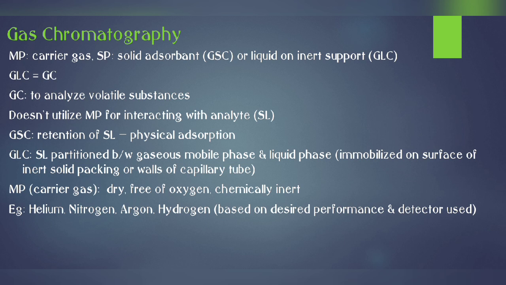In gas solid chromatography, retention of solute is by physical adsorption. In gas liquid chromatography, the solute is partitioned between the mobile phase as gas and the liquid phase that is immobilized on a surface. So the solute is partitioned between these two phases. The mobile phase, also called carrier gas, needs to be dry, free of oxygen and chemically inert. Some examples of carrier gas are helium, nitrogen, argon, hydrogen. Based on performance and the detector used, we need to choose the mobile phase.